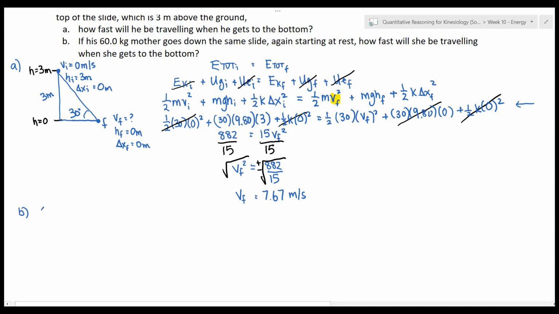So let's just go ahead and change those 30s into 60s. So I'm going to write 60 times 9.8 times 3 is equal to 1/2 times 60 times V final squared. Okay, everything that got canceled, I'm just not writing it at all. So how is that going to change my answer? Should we go ahead and type it all up and see? So we have 60 times 9.8 times 3, and that's 1,764 is equal to 1/2 times 60, which is 30, V final squared.